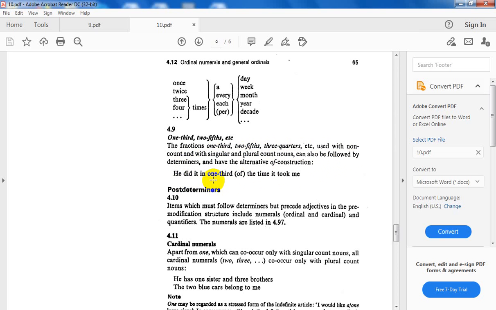He did it in 1/3 the time it took me. Now, where is the head? What is the verb noun phrase? It is 1/3, which is of course optional, between 2 brackets: optional 1/3 the time. This is a noun phrase. What is the head? Time. What is the determiner? The. 1/3 is a predeterminer.